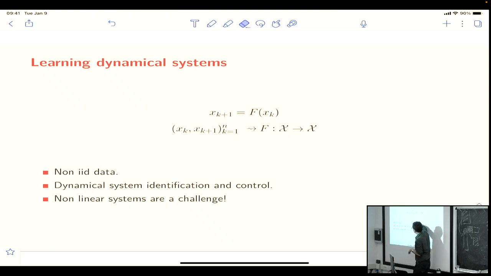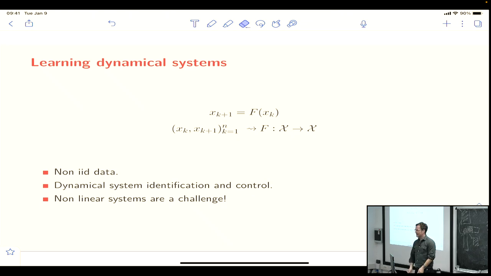We give up the idea that the data don't change. I have a dynamical system that I want to identify, and to predict or analyze. Maybe I want to control it. And here the issue is that in general you have nonlinear systems, okay? Which are notably hard to do a lot of stuff with. The easy case is when this is just a linear map. Now F is nonlinear though, okay?